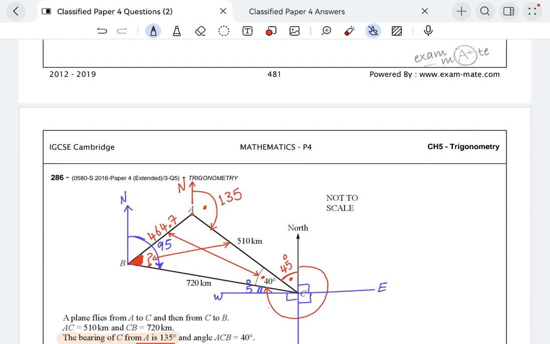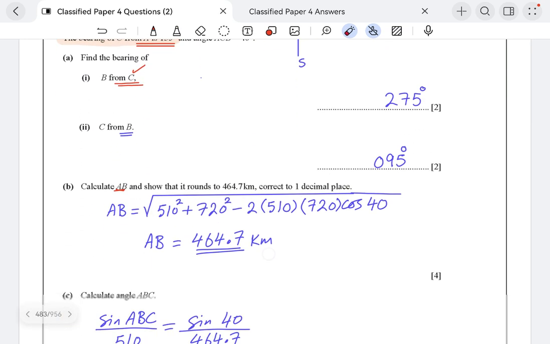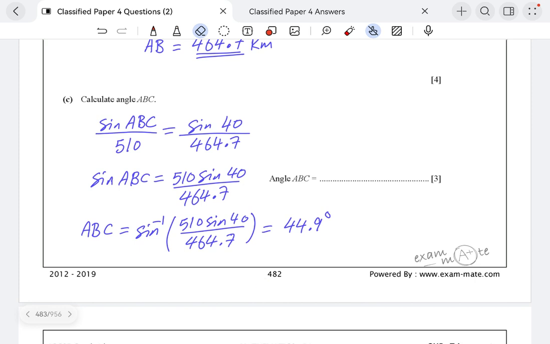If you look, this is a side and this is the opposite angle, side, opposite angle, so it's a sine rule. You'll say sine ABC over 510 equals sine 40 over 464.7, and you do the cross multiplication until you end up with ABC equals sine inverse of this, and the calculation ends up with 44.9.